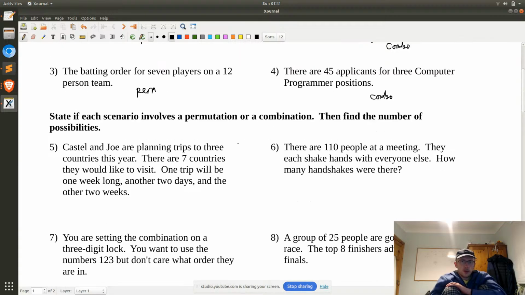State if each scenario involves a permutation or combination, and find the number of possibilities. Castell and Joe are planning trips to 3 countries this year. There are 7 countries they would like to visit. One trip will be 1 week long, another 2 days, and the other 2 weeks. We'll take a pause here.